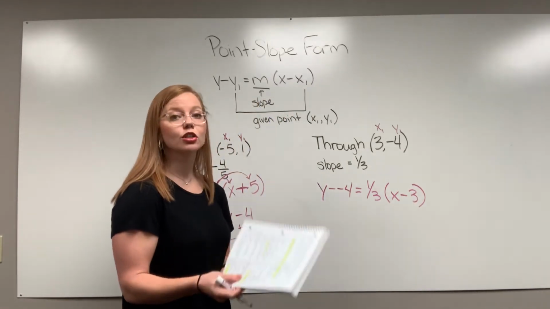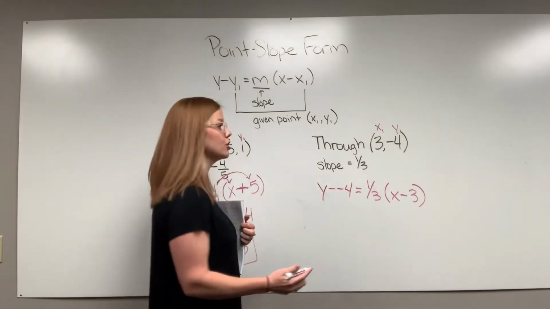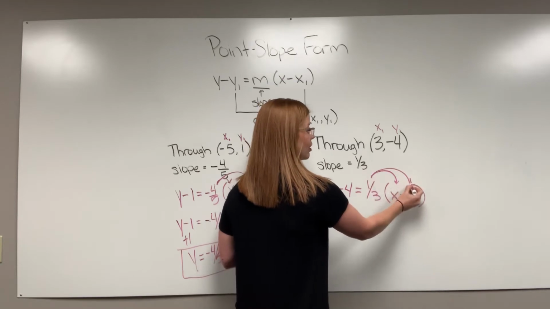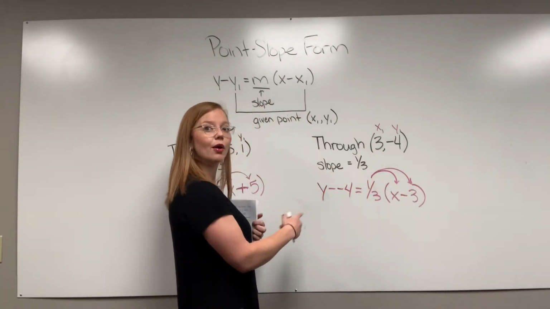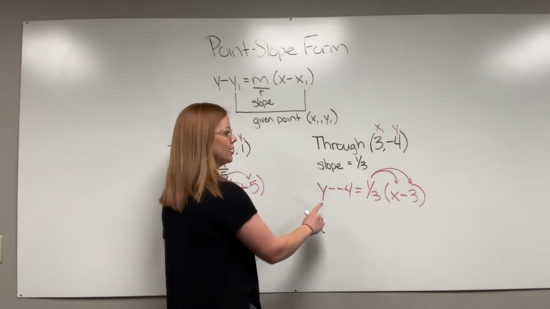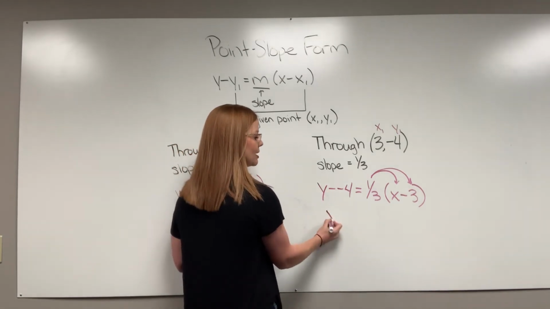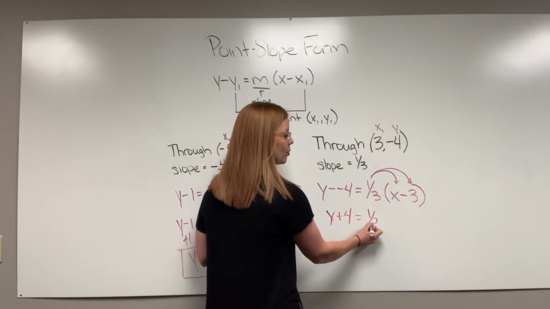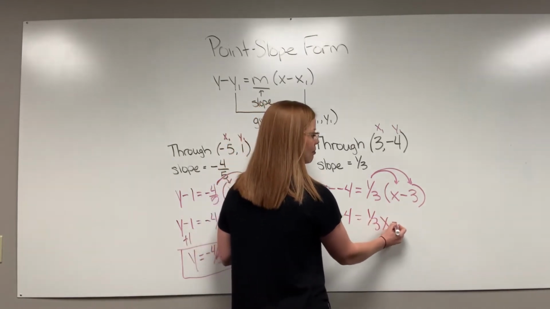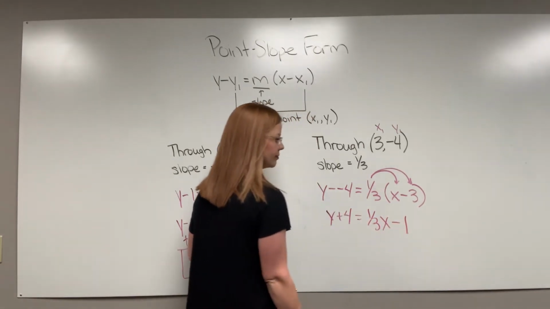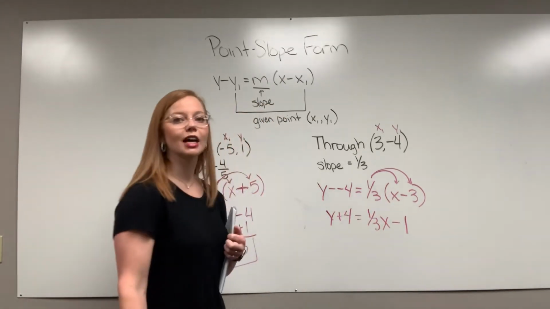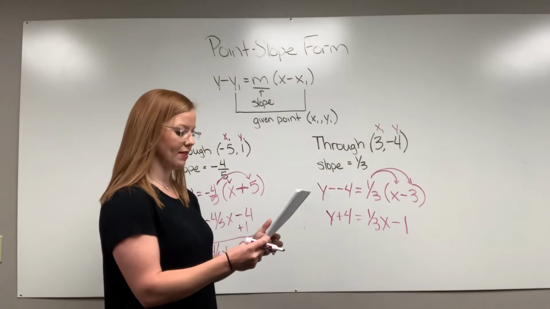Step number 3, use the distributive property with your slope. So we're distributing that through to both things. At this point, you can go ahead and fix your double negatives. So minus a negative, that's going to become y plus 4 equals 1/3 x minus 1. Positive times a negative gives me a negative. 1/3 times 3 gives me 1.